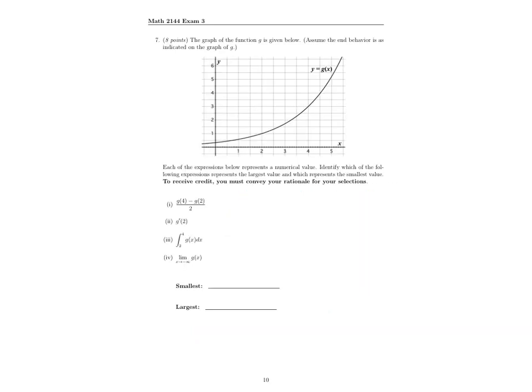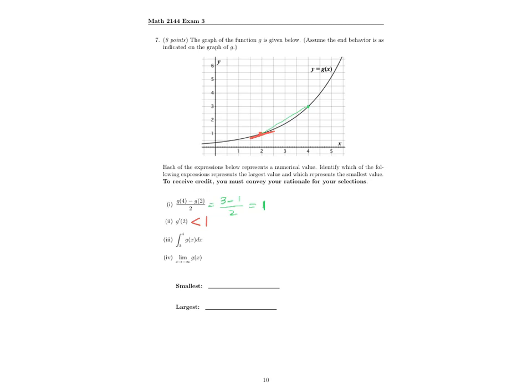All right, last one. So this says the graph of the function g is given below. Each of these expressions represents a numerical value. Okay, so for the first one, I can see g of 4 minus g of 2 over 2. So that's the slope of the secant line from 2 to 4. And so it's the slope of this line. So I can actually compute these values. I know g of 4 is 3 minus g of 2 is 1, over 2. So this is actually equal to 1. And the next thing says g prime of 2. So that would be the slope of this line. So since the function g is concave up, g prime of 2 is going to be greater than, or sorry, it's going to be less than 1.